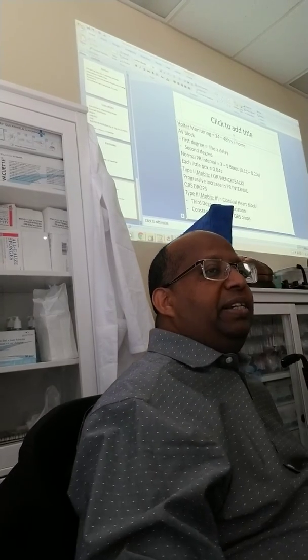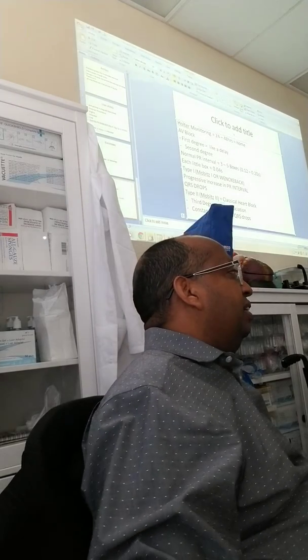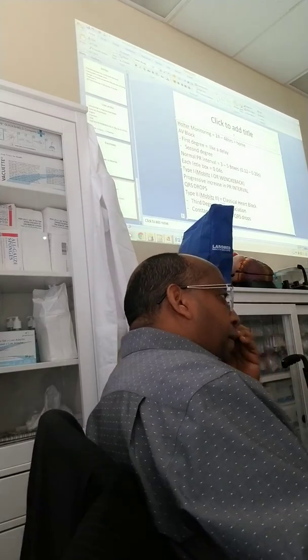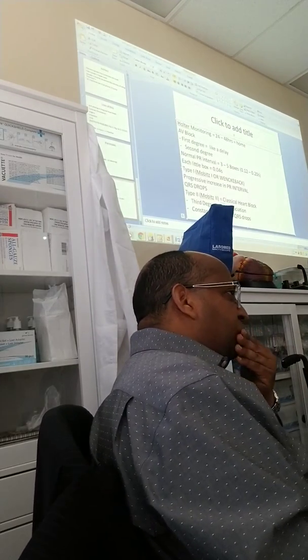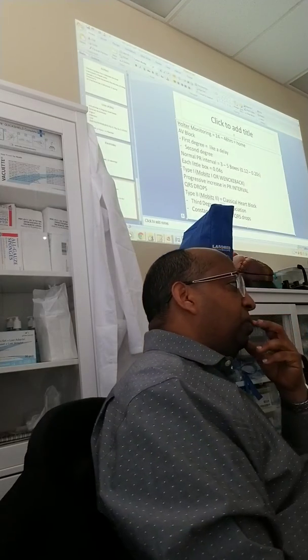And then third degree is the most dangerous one, because there is dissociation between the atria and ventricles. In third degree block, patients might faint, they lose consciousness.